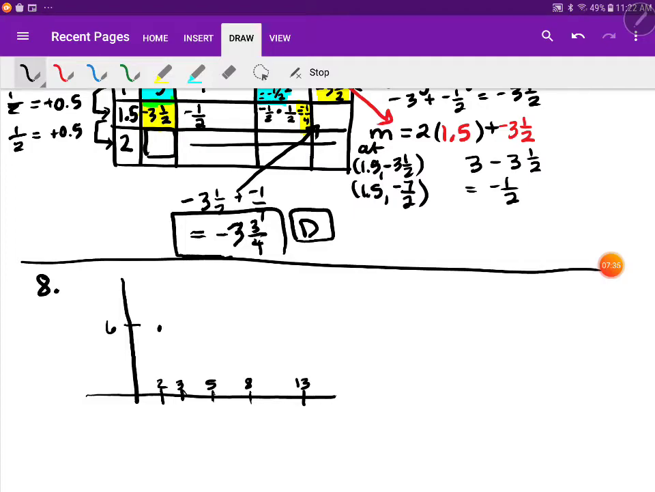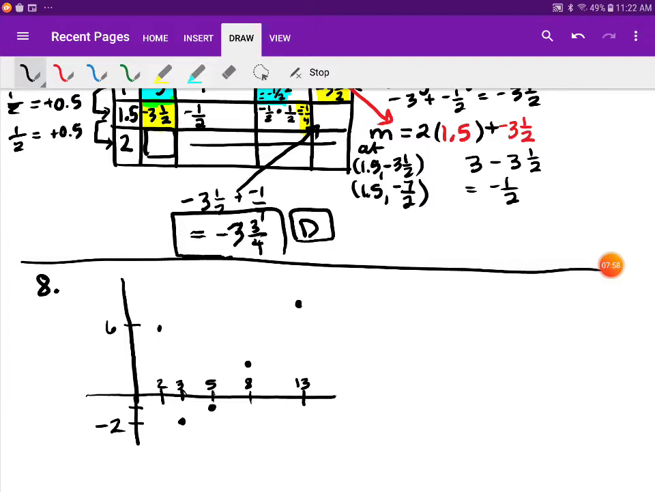Okay, so 3, negative 2. It's rare that you have negatives with Riemann sums. Okay, so negative 2. 5 is negative 1. Okay. 8 is 3. And 13 is 9. Okay, and we don't really know how the graph is sketched from there, but that's good enough.